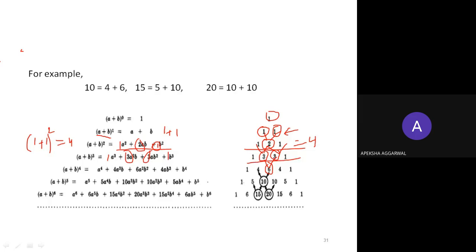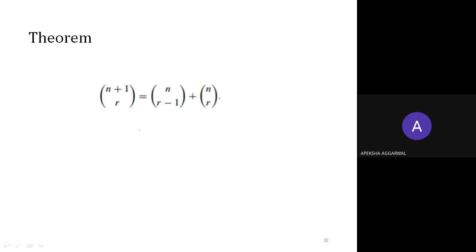Okay. So all the coefficients are represented in a Pascal triangle. So this is the representation of a Pascal triangle. Now another theorem that is given to you is (n plus 1) C r, combination of this, equals n C (r minus 1) plus n C r. So this is just a formula, and we will see how we can prove it.